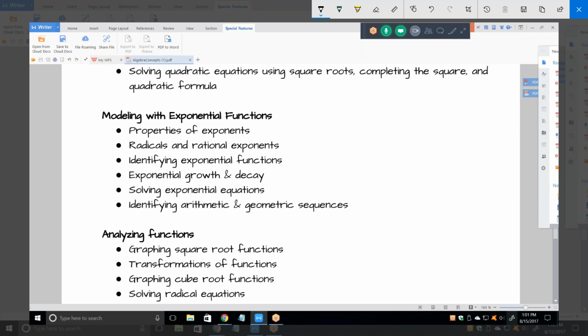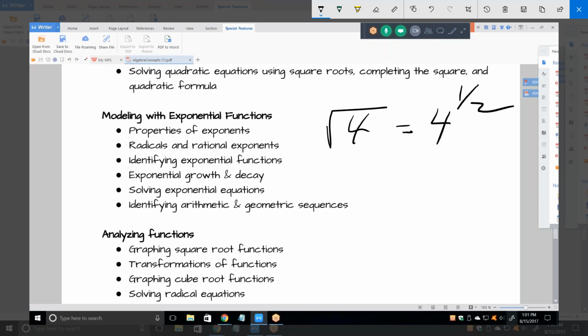Let's see, radicals and rational exponents. All right. That is true. The radical sign means the number raised to the 1/2 power. Okay? That's what a rational exponent is.